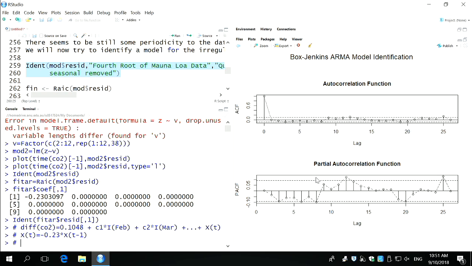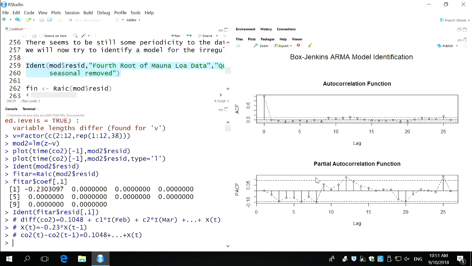Now it's okay to leave it like that, but I would prefer if you did this. CO2 at time t minus CO2 at time t minus 1 equals 0.1048 plus ... plus xt. I mean, they're the same. A difference means now minus last month. Okay, that's cool. But again, remember the point of writing out the model. You're not writing out the model for you. You're writing out the model for the person who's reading the report.